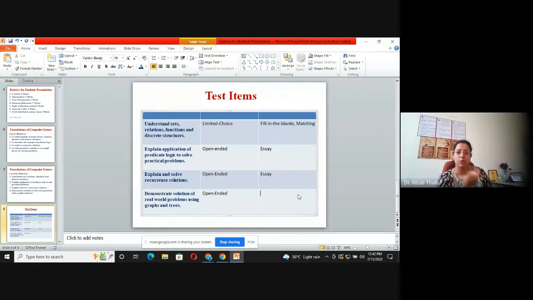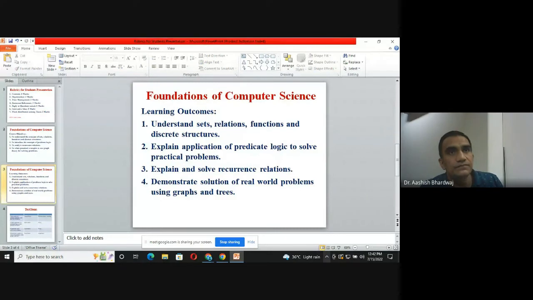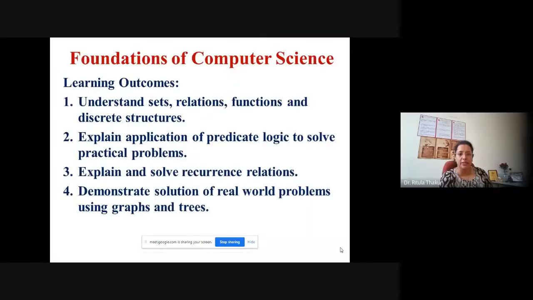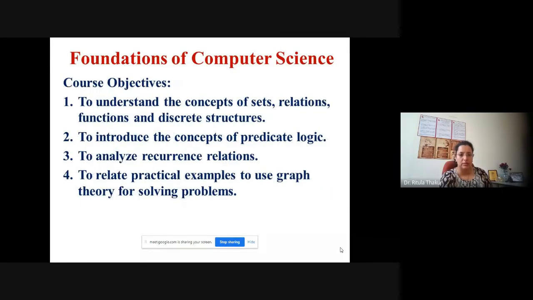And can you please come to your previous slide also where you had written your course objectives? Yes. These are the previous ones. To understand, to introduce, to analyze, to relate practical problems. Yeah, that's a good one you have made. You have made it a blend of understanding. You've started with understanding. To introduce the concepts of predicate logic.